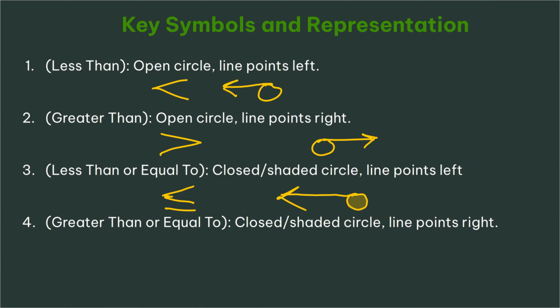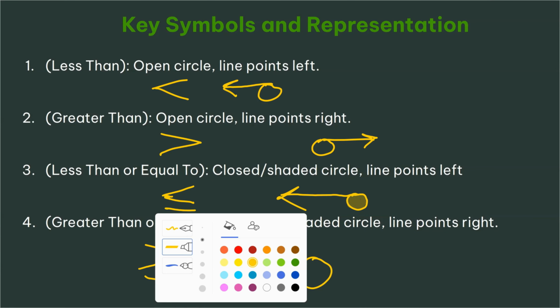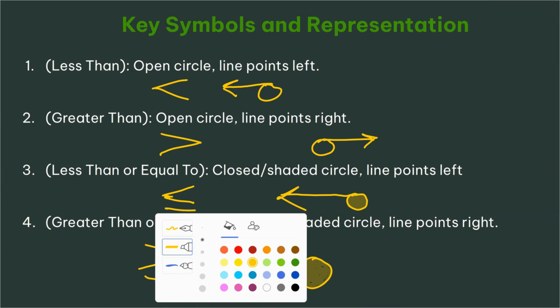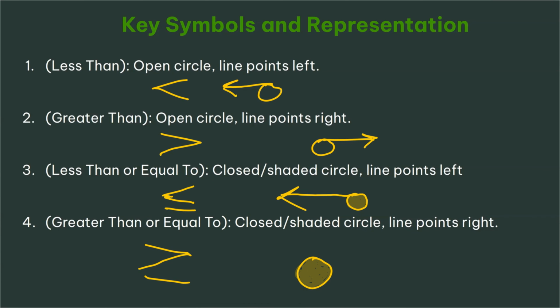Now, for greater than or equal to, this is our symbol. We are going to use a closed or shaded circle, then point to the right. Now let's have our circle here, and then let's shade it. After shading the circle, we are going to point to the right because it's greater than.